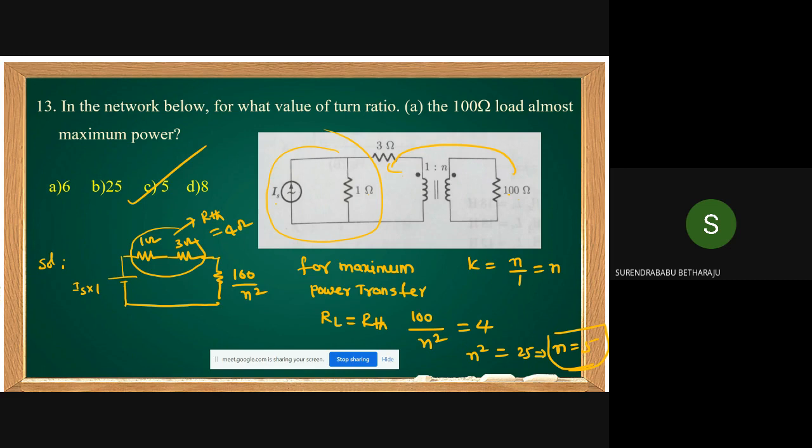What value of turns ratio? I think it is not a turns ratio. It is a transformation ratio, because once you know the n is 5, then turns ratio is 1:5 and transformation ratio is 5:1. Is it correct? Yes. That's why, what value of transformation ratio?